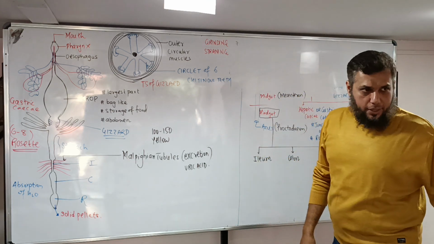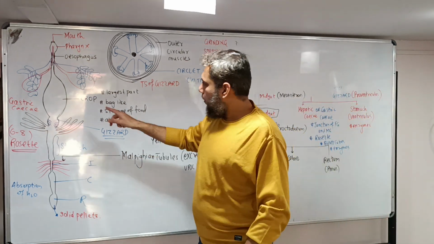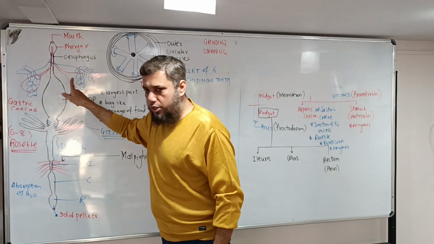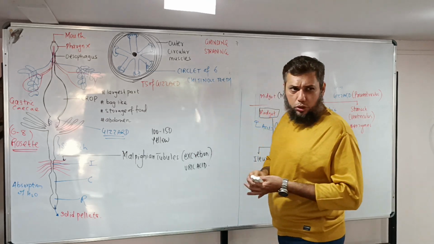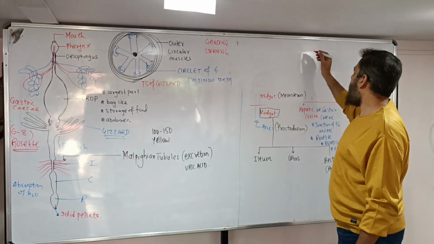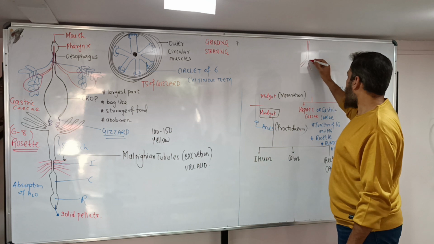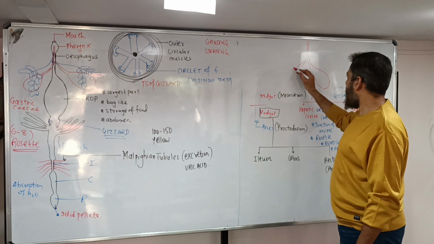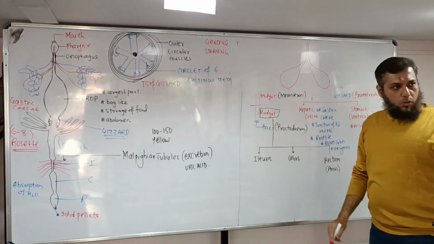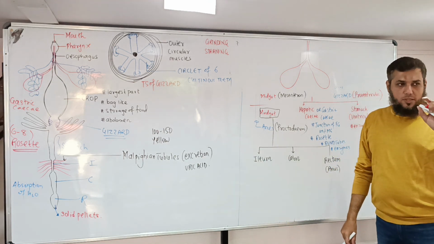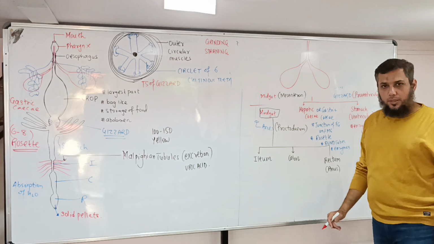So now look at the salivary gland. Do you see it shows the presence of a pair of structures over here? Yes. Which color have I shown them in? Red. Okay. These pair of structures store saliva. Store saliva.